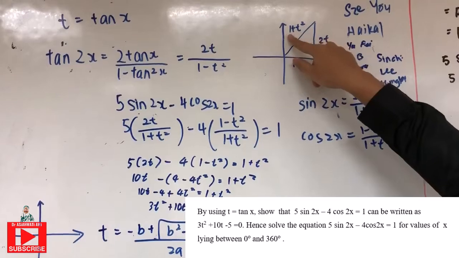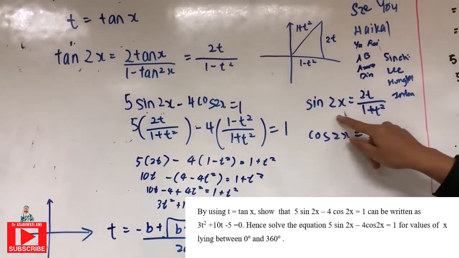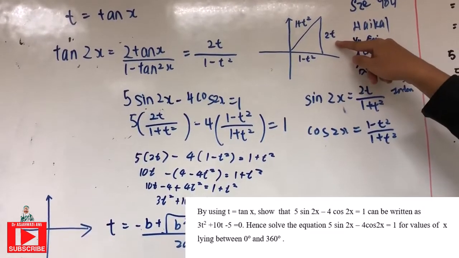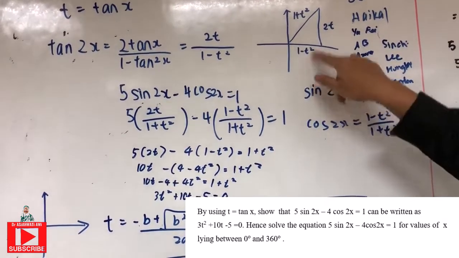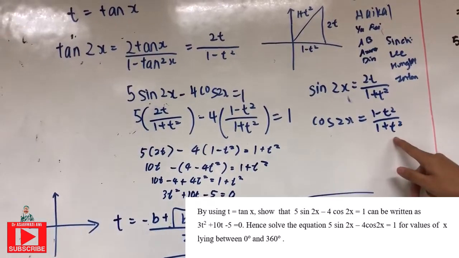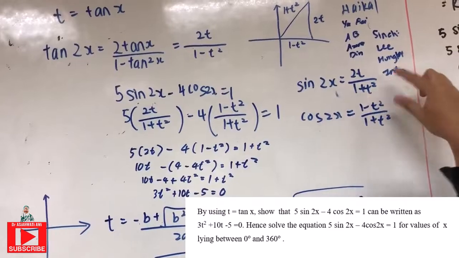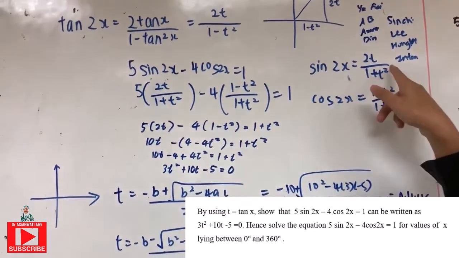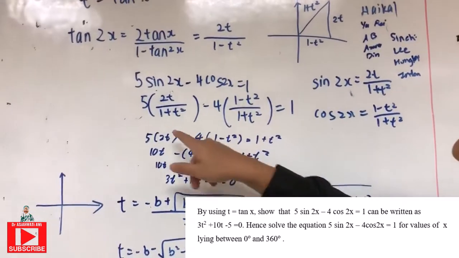So we can find the hypotenuse, 1 plus t square. So we can find the sine and cos. Sine is opposite over hypotenuse, 2t over 1 plus t square, and cos is adjacent over hypotenuse, 1 minus t square over 1 plus t square. So we just substitute these two values into this equation. Sin 2x we substitute in this value, and cos 2x we substitute in this value. So we just solve the equation.